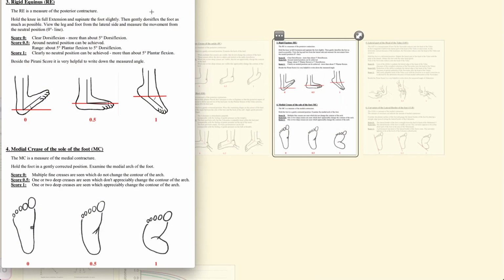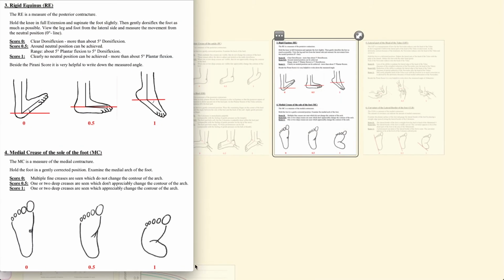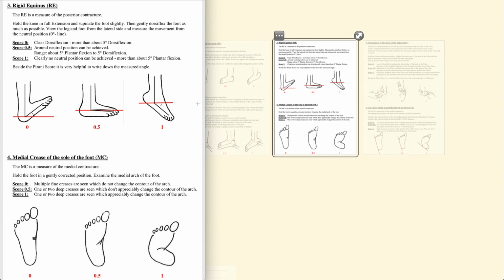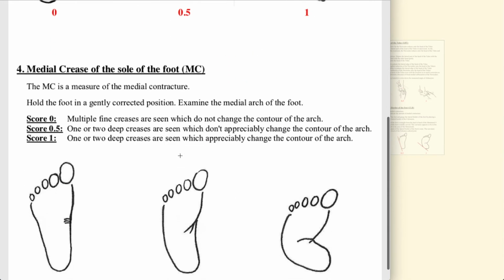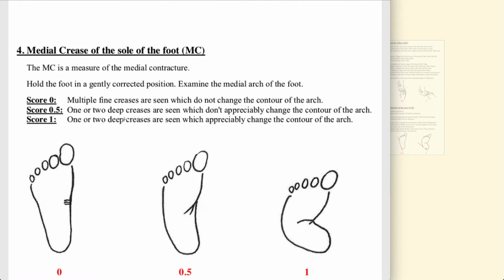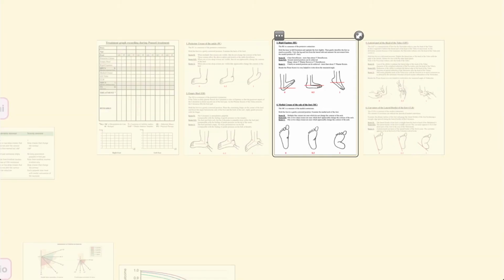The other hindfoot score that is being used is the rigid equinus. You could see here it has a clear demarcation of what degree of equinus is assigned to what type of score. And the next one would be the midfoot score. Midfoot score also consists of 3 scores, and the first one would be the medial crease. You could see here that if there are 1 or 2 deep creases, which is an appreciable change of the contour of the arch seen at the medial aspect, then it is given a score of 1.